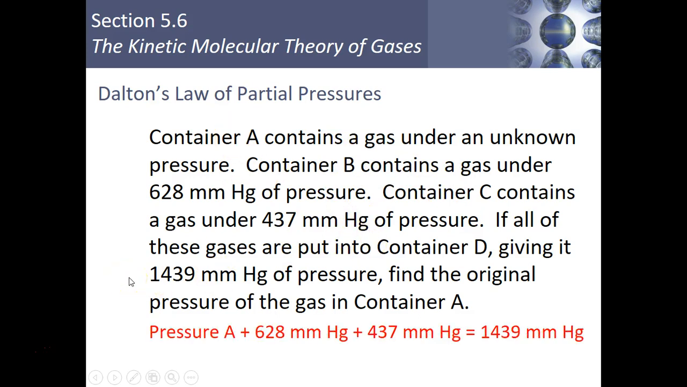If we set up our formula, remember P total is equal to the sum of all the individual pressures. Pressure A is our unknown. But if we add that with B and C, and we already know D, which is the sum of all the pressures, then this is a really easy algebra problem where you can just solve for A. If we know B and C, we can add those together, subtract that from 1439, do some simple math, and then our answer for pressure A is 374 millimeters of mercury.